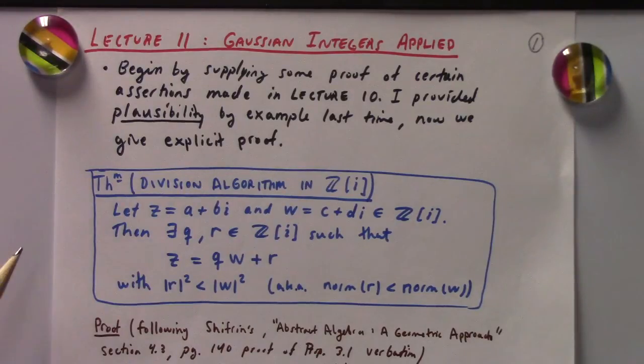So first of all, I'm going to talk about the division algorithm in the Gaussian integers. We saw some examples of this in lecture 10, but I'm just going to state it again and prove it real quick here. So let z be a Gaussian integer, let w be a Gaussian integer. Then there exist a quotient and remainder, also Gaussian integers, such that z is equal to qw plus r, such that the norm of r is less than the norm of w, w being the dividing number, r being the remainder.